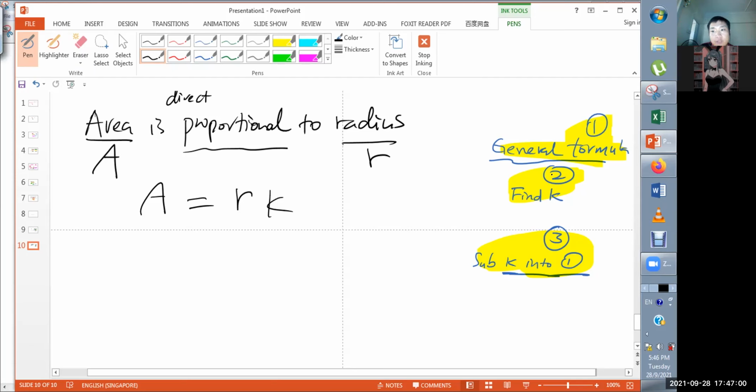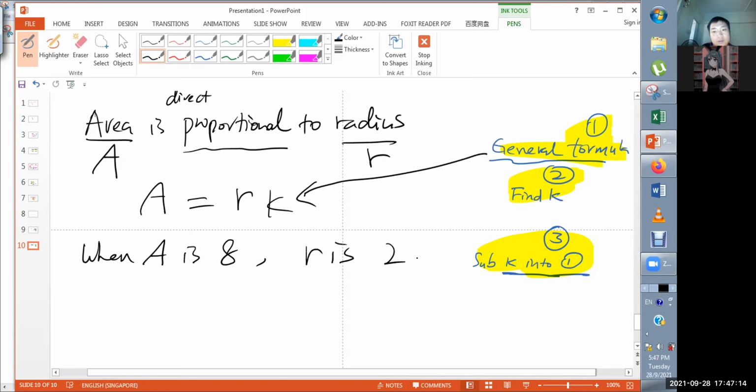Basically you already formed the general formula. So this is step one, done already, right? Usually they will say, when A is 8, R is 2. So what are you going to do next? Next is find K, right?